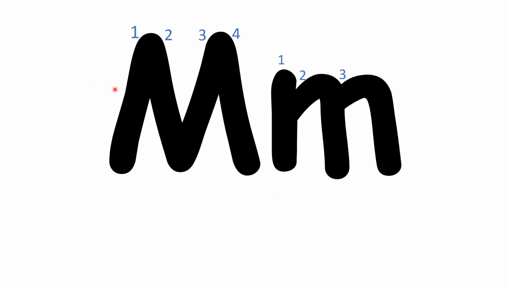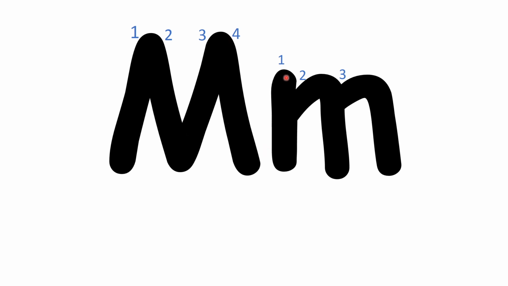This is how you're going to write letter M. Using your pointing finger, imagine it's your pencil. You start here, number 1, up and then down. And then number 2 on this part, draw a line. This number 3, and then 4. Again, 1, 2, and then 3, and then 4.